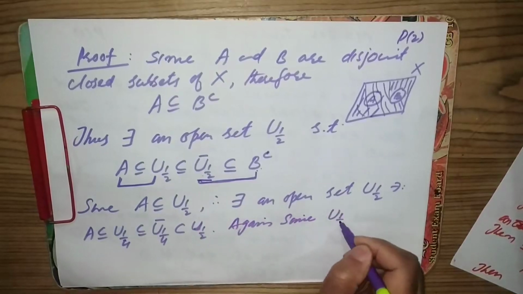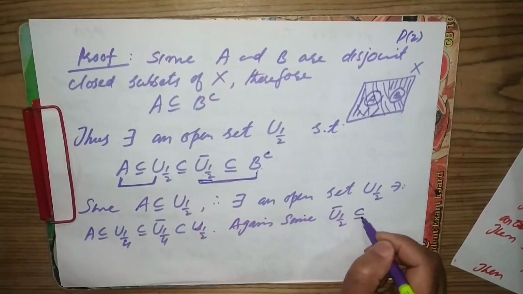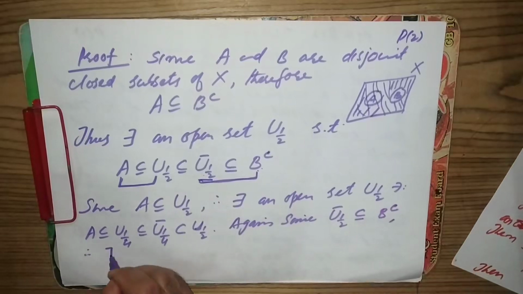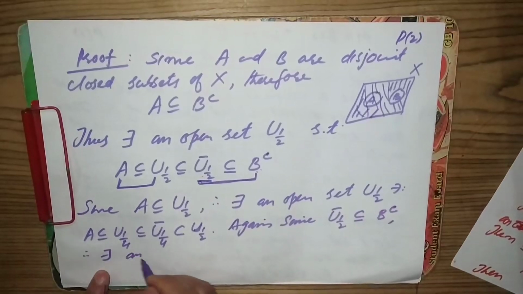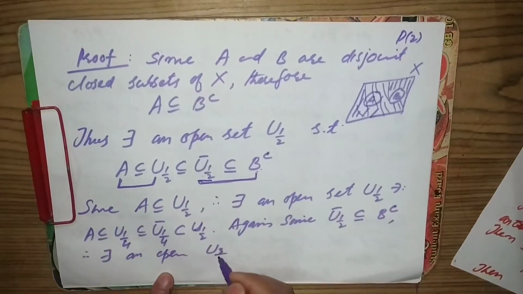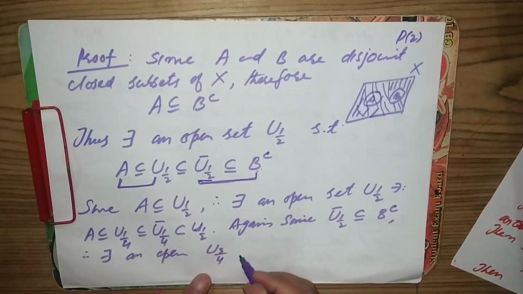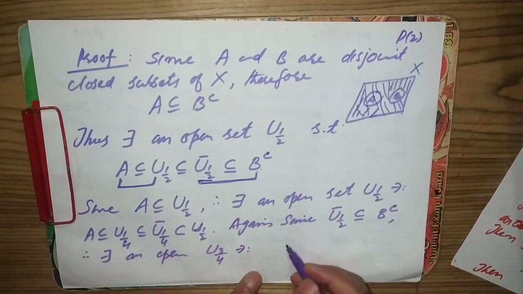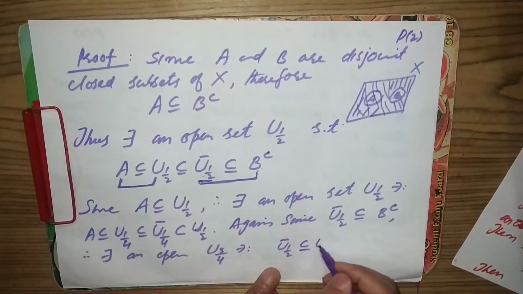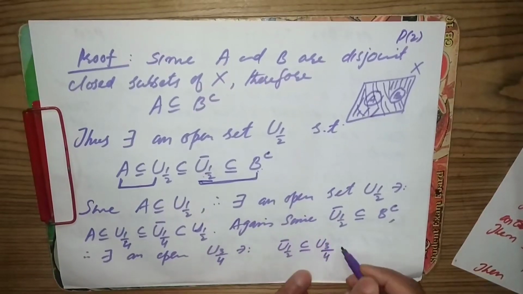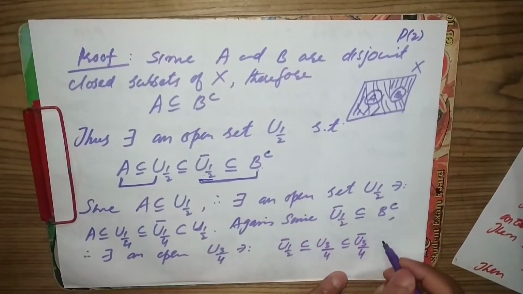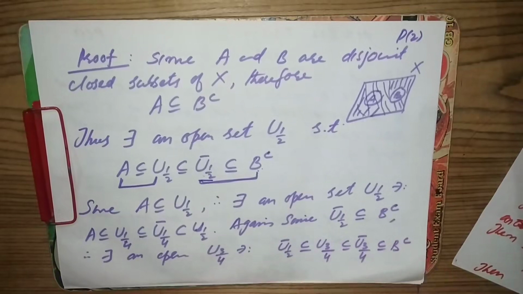Since the closure of U1/2 is a closed set and it is contained in the open set B complement, therefore there exists an open set. Let's denote that open set by U3/4 such that this closed set, the closure of U1/2, is a subset of the open set U3/4, which is a subset of the closure of U3/4, and that is a subset of the open set B complement.